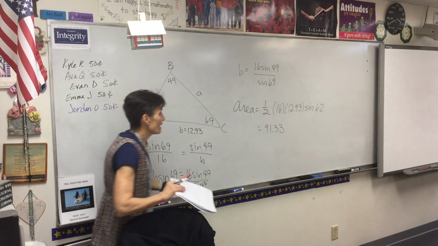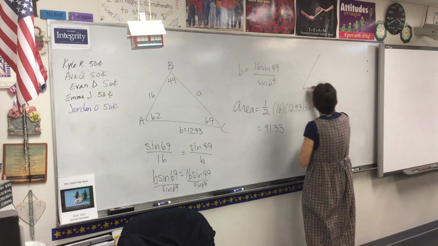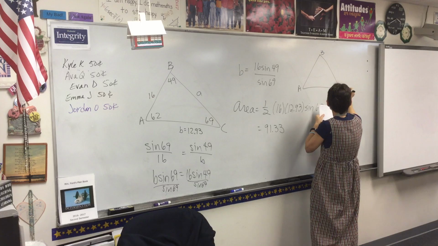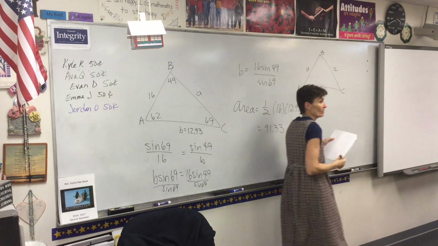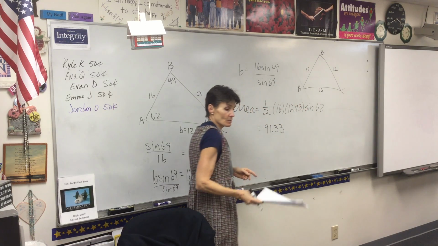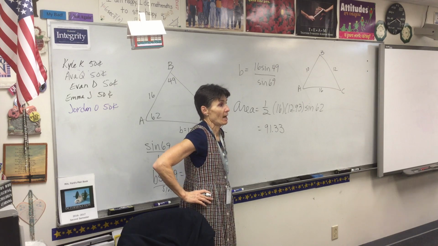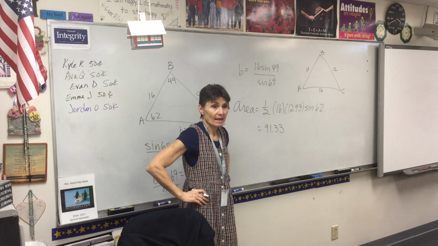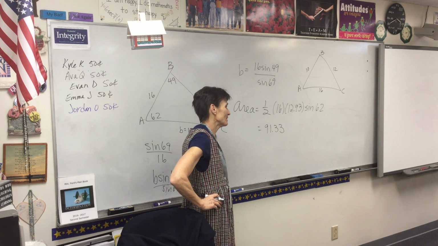Now Olivia's looking ahead. She's looking at problem A. You did not do A. And she says, well, what's missing here is an angle. So she said, could I do the law of cosines to find an angle and then use that angle to find the area? You can, but I got something even easier.